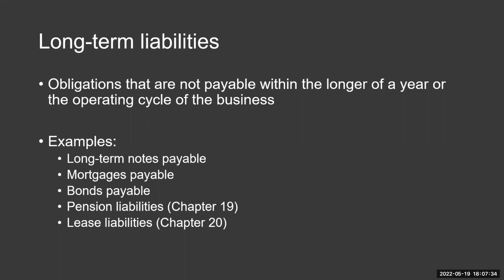And the usual suspects there include long-term notes payable, mortgages, bonds. And then there are some specific examples that we will be looking at in later chapters. Those would be pensions, that's covered in chapter 19, and lease liabilities, that's covered in chapter 20. So we're not going to be talking about pensions and leases in tonight's discussion.